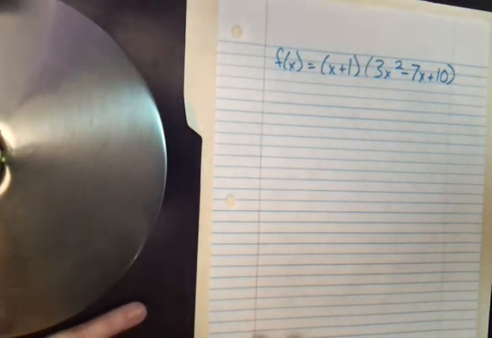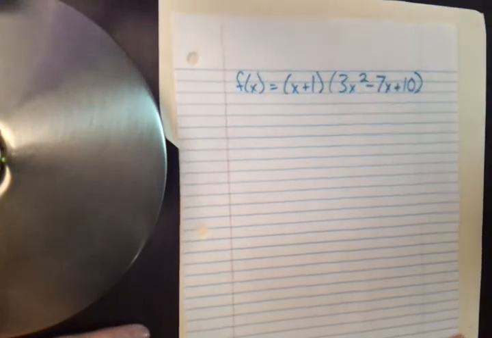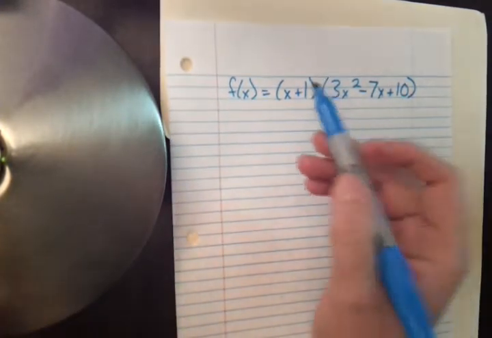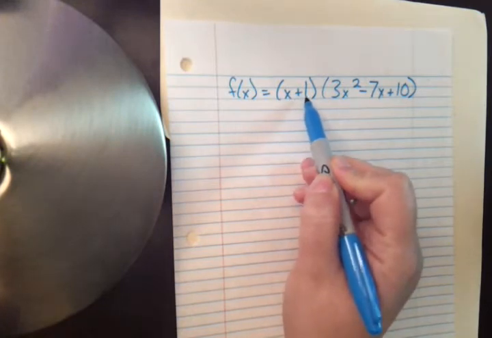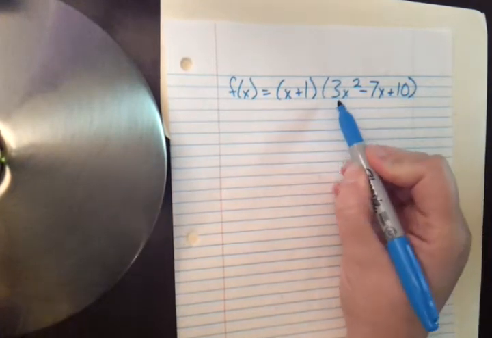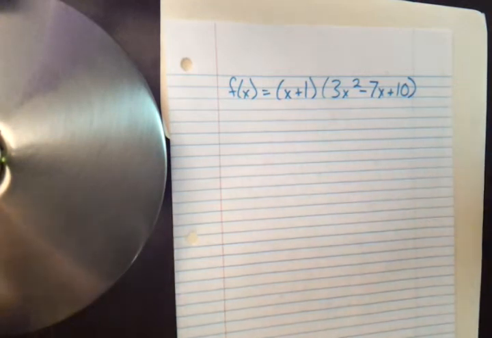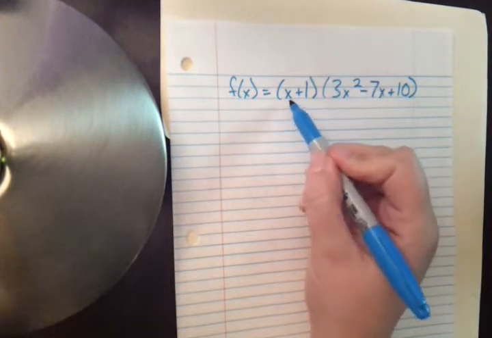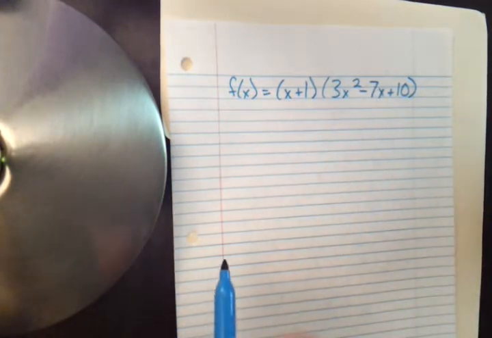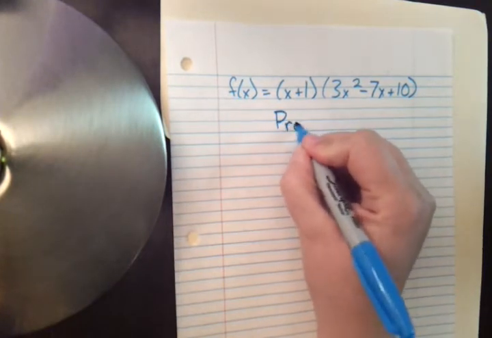So for homework number 5, question 11, they're asking us to find the derivative of this function. The function that they've given us is f of x equals the quantity x plus 1 times the quantity 3x squared minus 7x plus 10. And so I see that we've got technically two different functions here. I've got x's over here, I've got x's in these parentheses. I'm going to need to use the product rule.